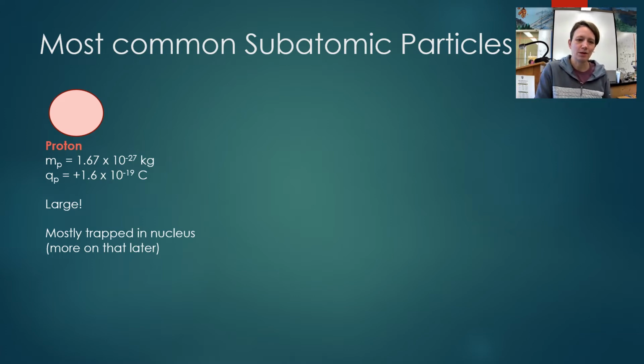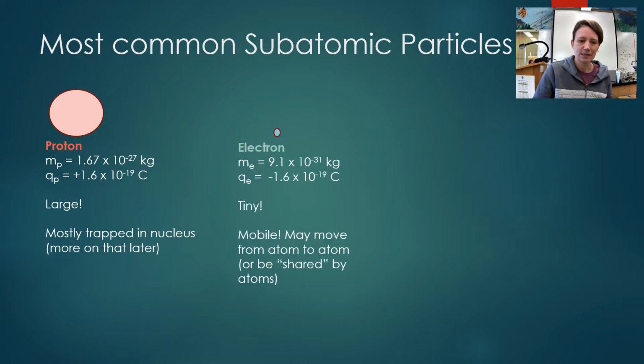And the other important thing about protons is that most of them are trapped in the nuclei of atoms. There are occasionally free floating protons around, but in general, if they're in a nucleus, you can't get them out without a big problem. So we're going to leave the protons in the nucleus. They don't move around very much. They're pretty much stuck where they are inside their atoms.